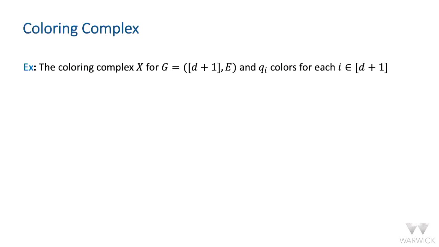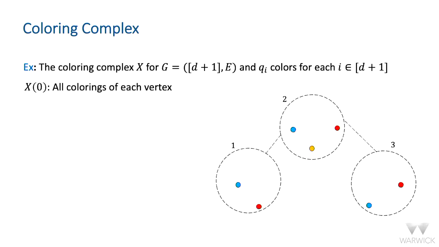So what is an example of a partite complex? One example is a coloring complex. So what is a coloring complex? Let's fix the graph G with d plus 1 vertices. And let's say that we want to look at proper colorings of this graph. So I have q_i colors available to color vertex i. So you can look at X0. X0 corresponds to coloring vertices with their available colors. Like here, I'm looking at the graph with 3 vertices, 1, 2, and 3. 1 is connected to 2, 2 is connected to 3.